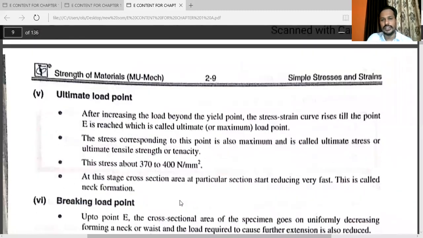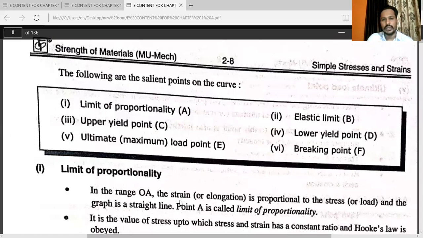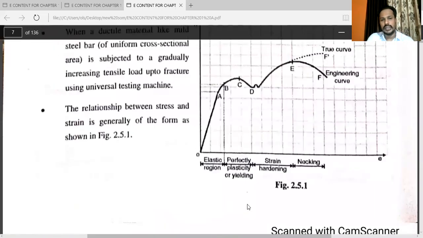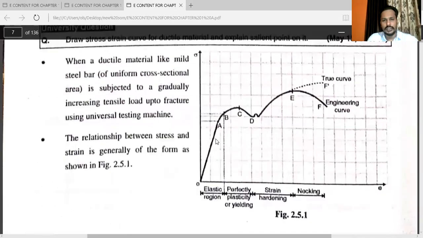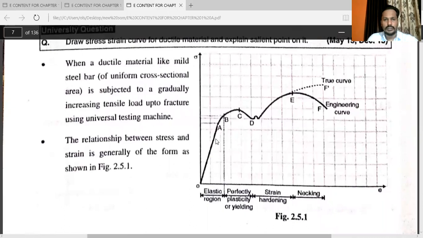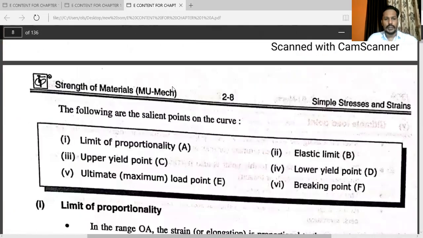So again, you can see this diagram. The different regions are given in the diagram, but already I explained that this is the elastic region. This one is the perfectly plastic or yielding region. From D to E, that is the strain hardening region. From E to F, that is necking. Already I explained each and every point of the diagram. This is a very, very important diagram, the stress strain diagram for a ductile material. You have to refer to this diagram.